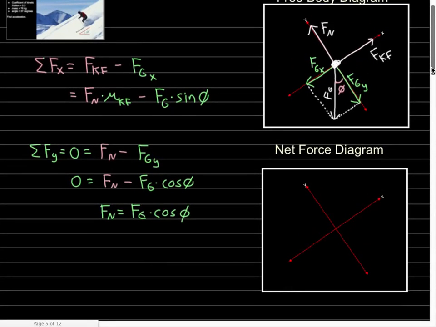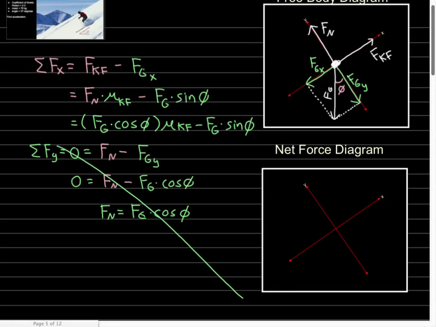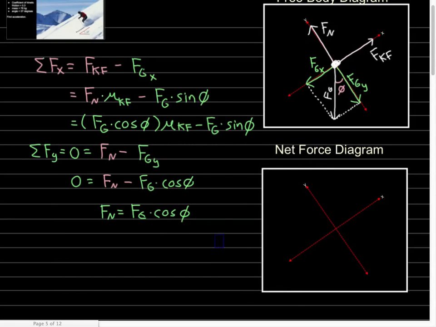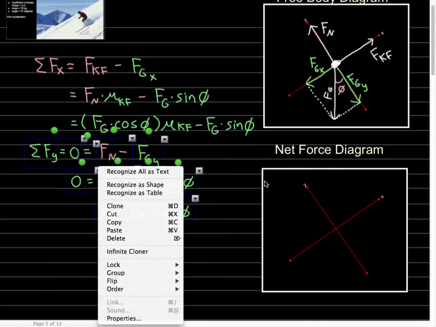When we do that, we end up getting Fg times the cosine of theta times mu kinetic friction, minus Fg times the sine of theta. And that is it. That's the equation to find your answer. Now we just would have to plug things in if we wanted to actually solve it.